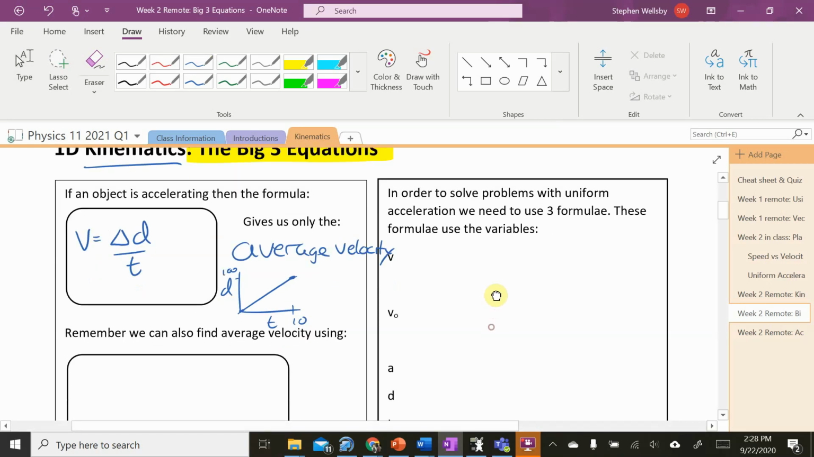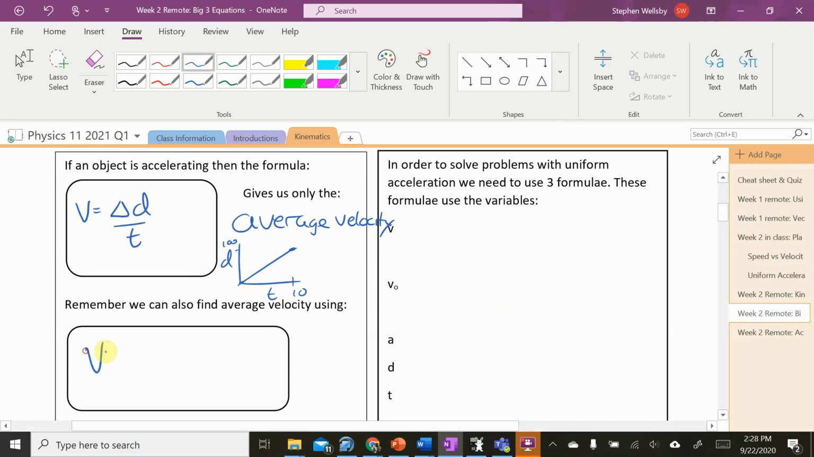Another way of finding the average velocity is with this formula here. The average velocity is equal to our initial velocity plus our final velocity, divided by 2. Keep in mind, both of these are only for constant acceleration, but in grade 11, that's all the types of problems I'm going to really give you. It's going to be constant acceleration. But what if we want to know a bit more? What if I want to know about the initial velocity or the final velocity?